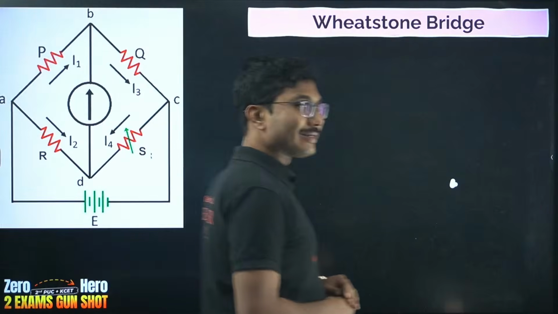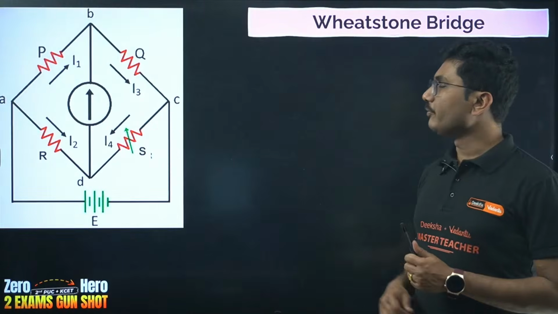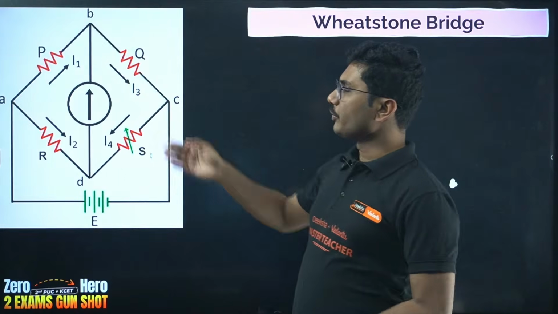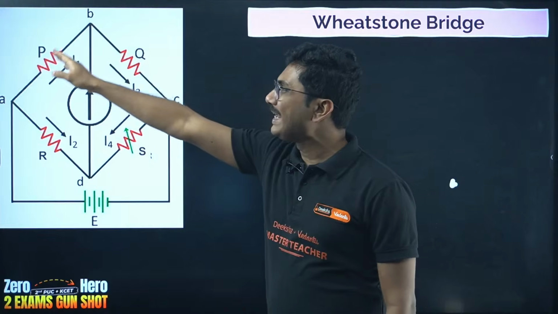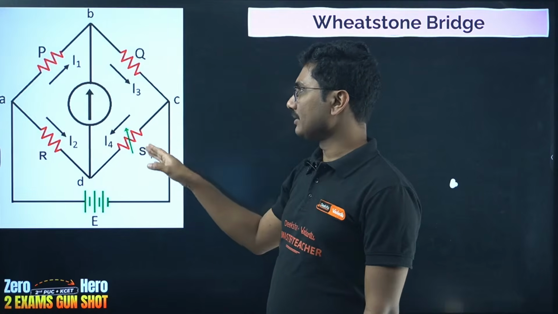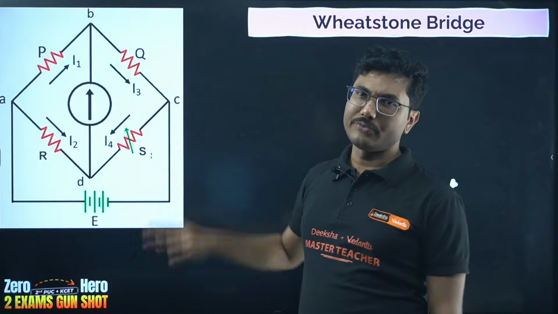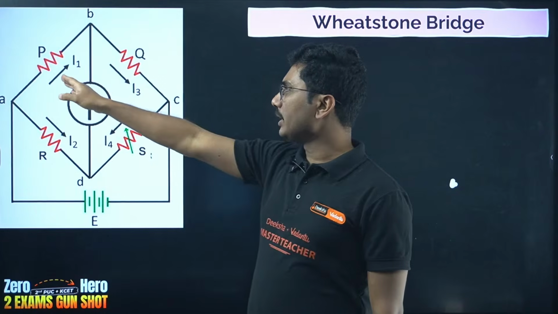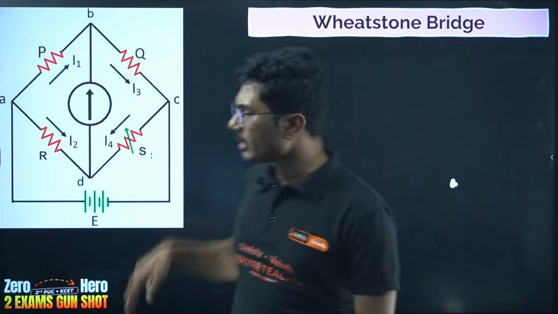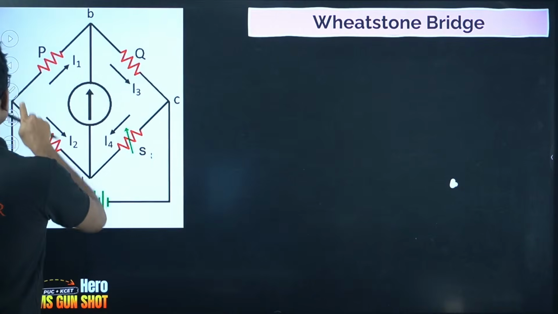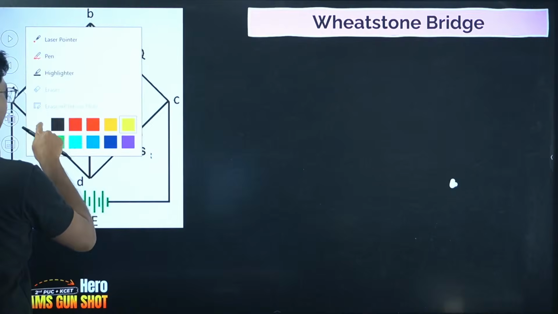One of the greatest applications of Kirchhoff's law is the Wheatstone Bridge. A Wheatstone Bridge basically has four arms, P, Q, R and S. These are the arms of a Wheatstone Bridge. Suppose I1 current is in this direction, I2 current is in this direction, I3 current, now I4 is slightly wrong, let me correct that.